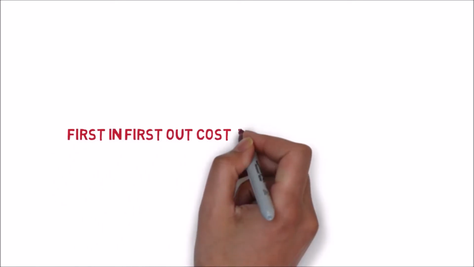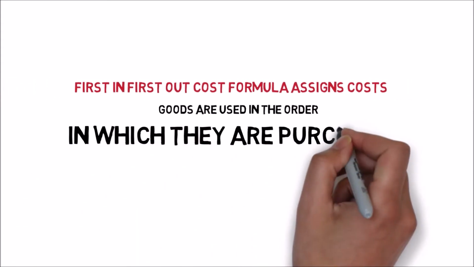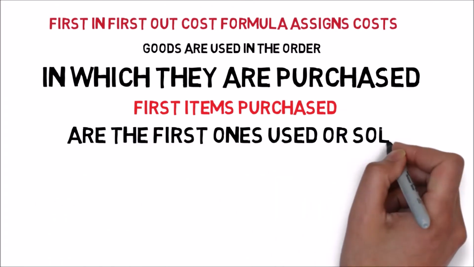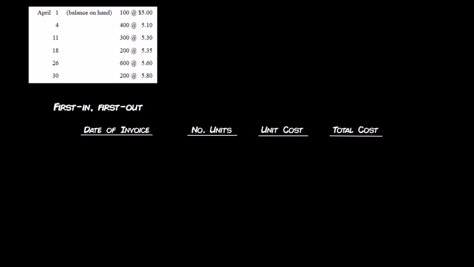The first in, first out cost formula assigns costs based on the assumption that the goods are used in the order in which they are purchased. It assumes that the first items purchased are the first ones used or sold. Therefore, the remaining inventory must come from the most recent purchases. Our ending inventory has a total of 350 units.